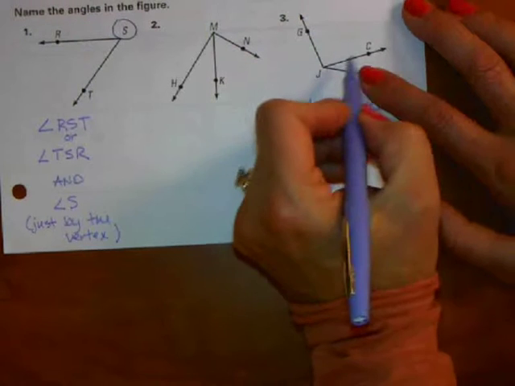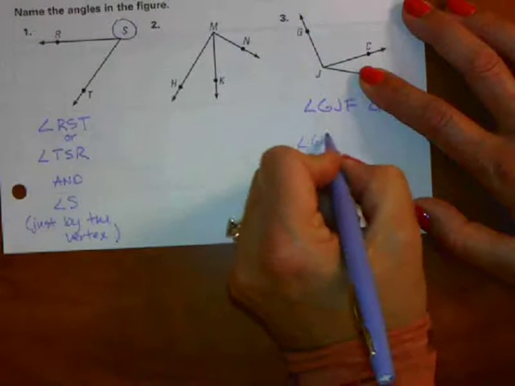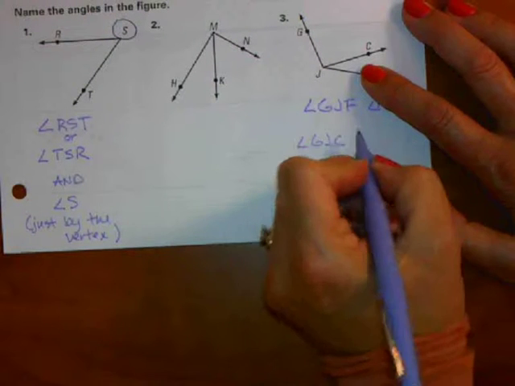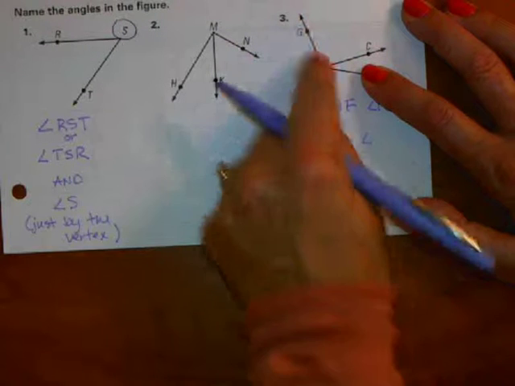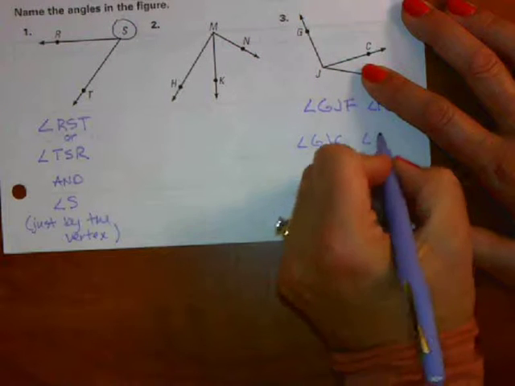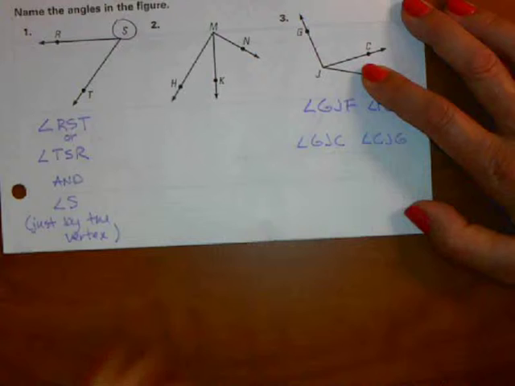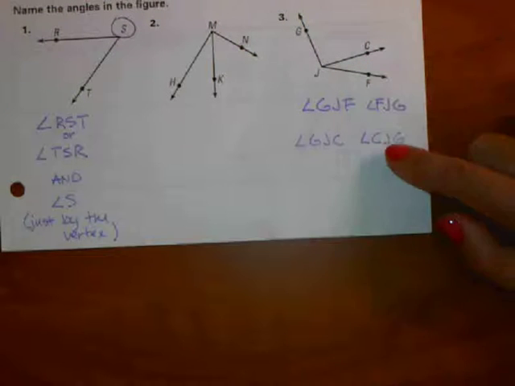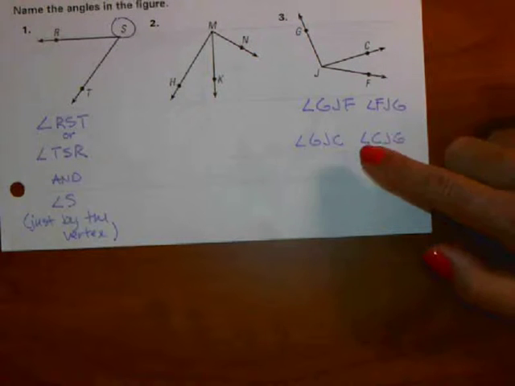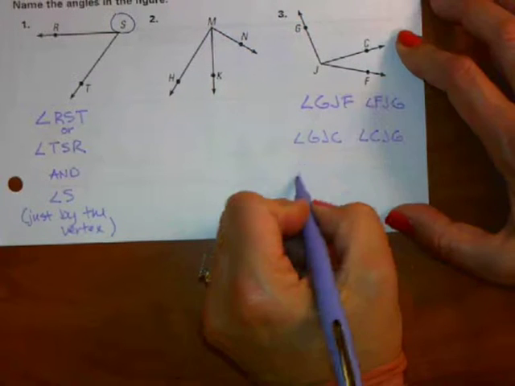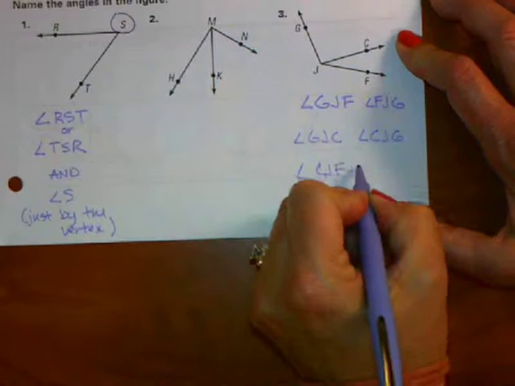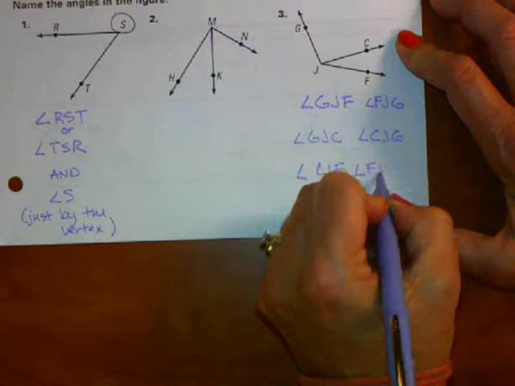Now let's do the angle on top here. Angle GJC. Everybody say it. What's the other way to name that angle on top? CJG. It's kind of like a tongue twister. So remember, the J is always in the middle because the J is the vertex. All right, let's talk about the bottom angle. Angle CJF or angle FJC.